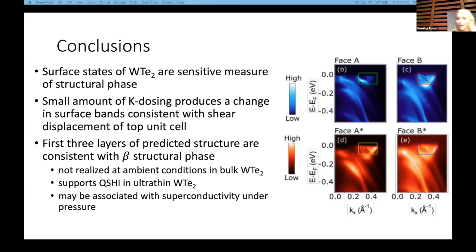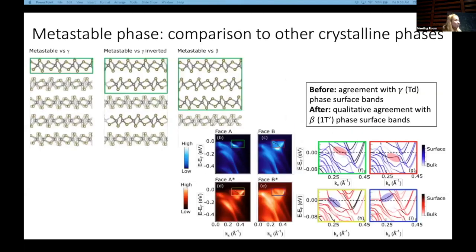Yeah, thanks for letting me make that more clear. The shear displacement is the thing that we think is more likely to be happening because it is energetically more favorable. If we take the crystal structure with that shear displacement and lay it on top of the beta structural phase, it matches in the top three layers. So that's where the qualitative agreement lies.